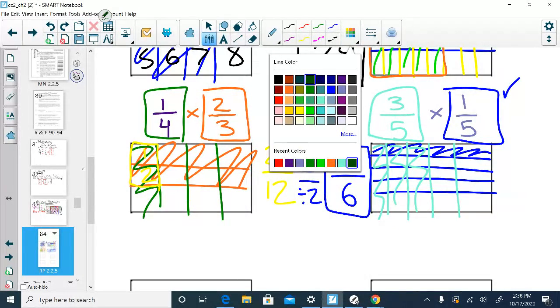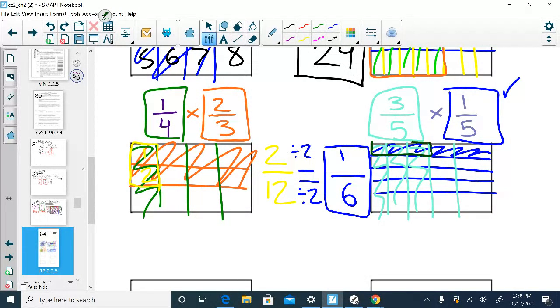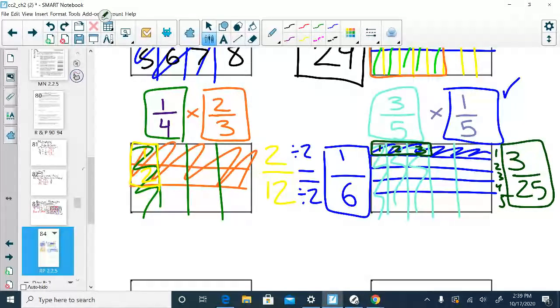Where do we overlap? Right here. These 3 pieces, 1, 2, 3, out of my total. Here I go 1, 2, 3, 4, 5 down by 5 across. So 5 times 5, that's going to give me 25. So 3/25 would be my final answer.